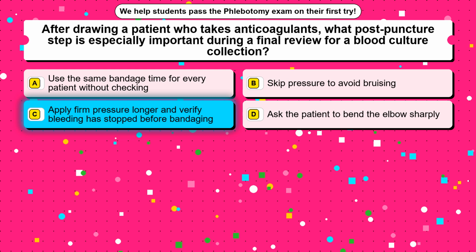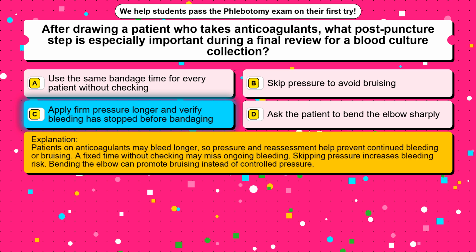The correct answer is option C. Apply firm pressure longer and verify bleeding has stopped before bandaging. Patients on anticoagulants may bleed longer, so pressure and reassessment help prevent continued bleeding or bruising. A fixed time without checking may miss ongoing bleeding. Skipping pressure increases bleeding risk. Bending the elbow can promote bruising instead of controlled pressure.